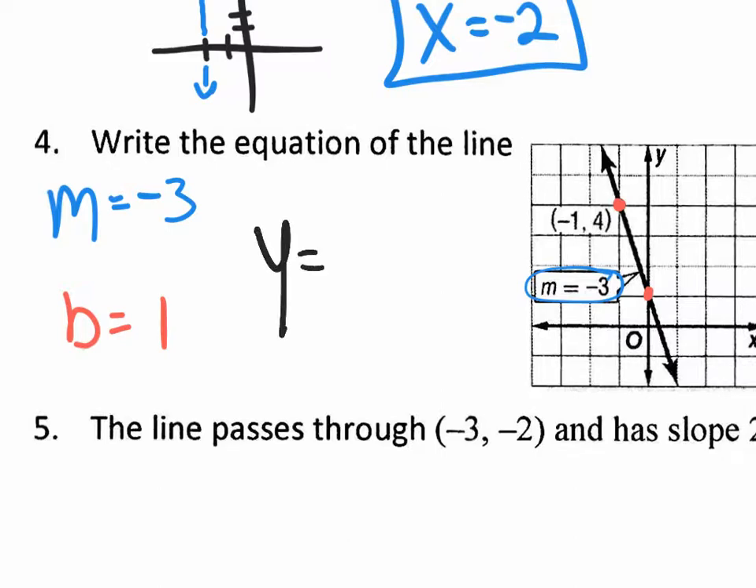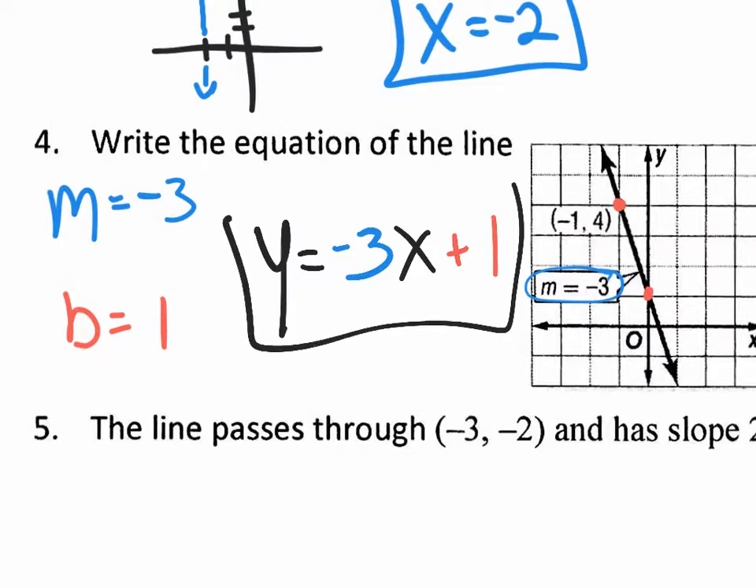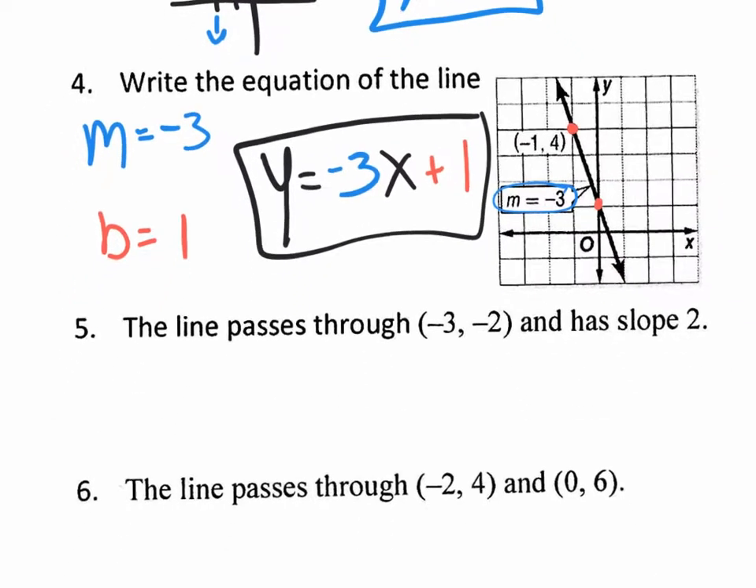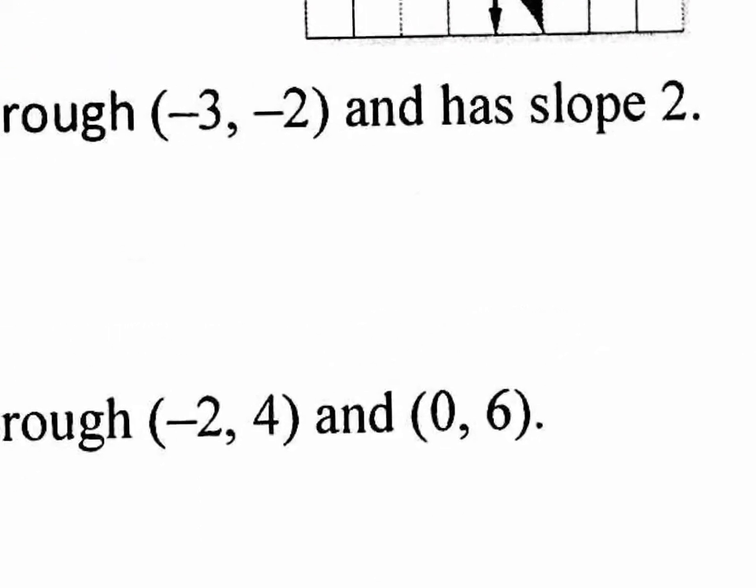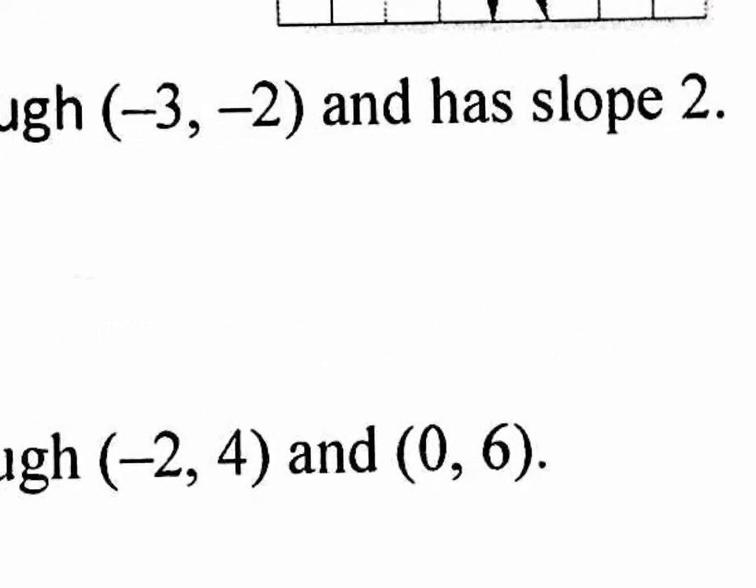Y equals -3x plus b, which is +1 in this case. There's your equation. Let's move on to number 5. Finally get to some fun questions here. The line passes through that point and has the slope 2.